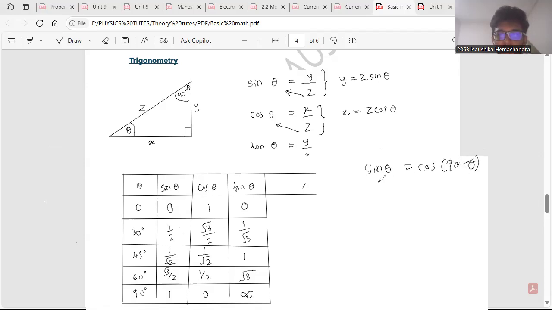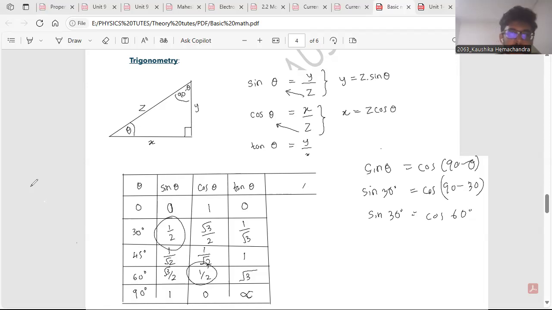Take 30 as a value. Sin 30 should be equal to cos of 90 minus 30. 90 minus 30 is cos 60. Sin 30 equals cos 60. Half. Sin 30 is half. Cos 60 is also half. Then take sin 45, which equals cos 45. That is 1 over root 2.